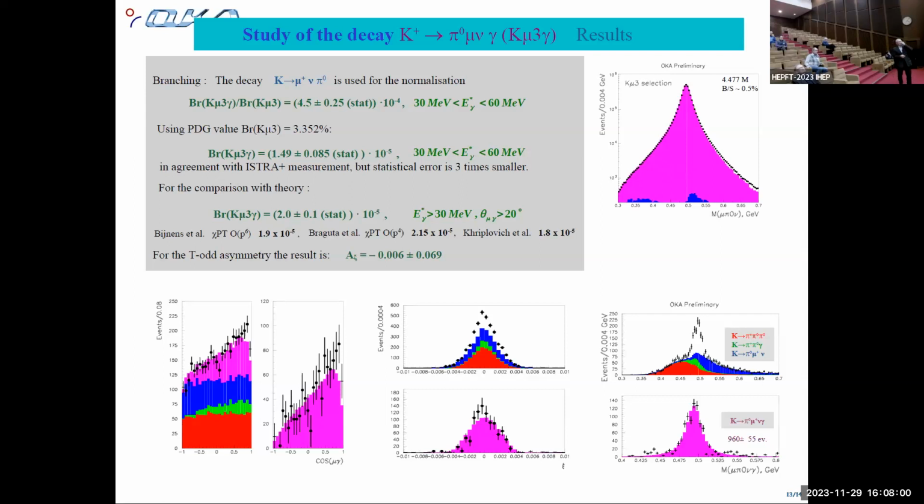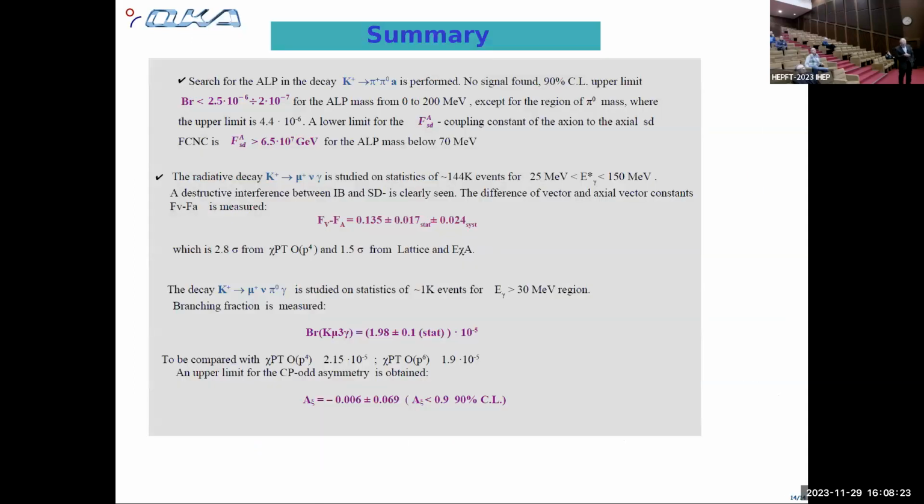And as I mentioned, to compare with theory, we should use slightly different cuts, and then the branching is 2 times 10 to the minus 5. So you see that it's in good agreement with all theoretical calculations.